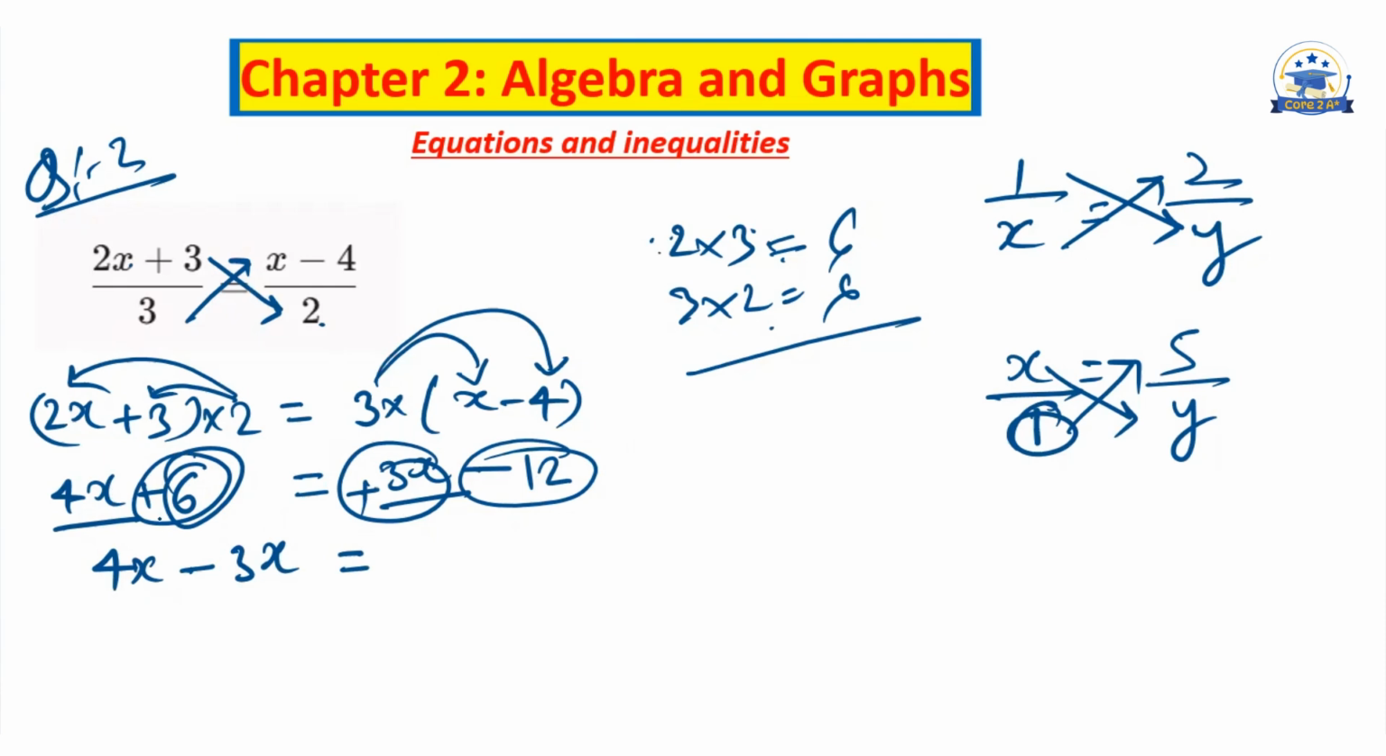The positive 6 is on the left hand side, but when we shift it to the right hand side, the sign would be changed. And negative 12 is already negative because we are just bringing it down. We are not shifting 12. That's why the sign will not be changed over here. Okay, 4x minus 3x is x. Minus 6 minus 12 is how much? Minus 18.